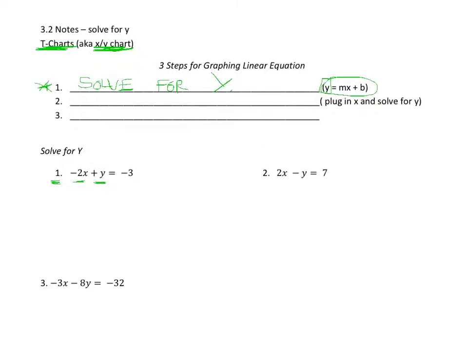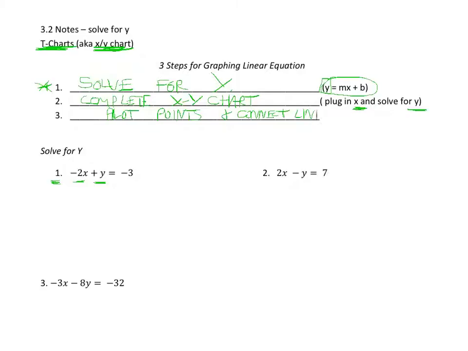So our second step is we're going to complete the XY chart, which we already know how to do. So we'll say complete XY chart. And what does that mean? We see it in parentheses: plug in x and solve for y. And then once you do that, you have your ordered pairs. Then you just plot the points and you connect your line. So we'll say plot points and connect. We'll say connect line.